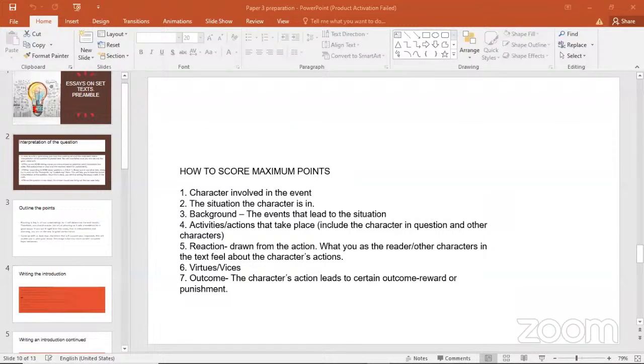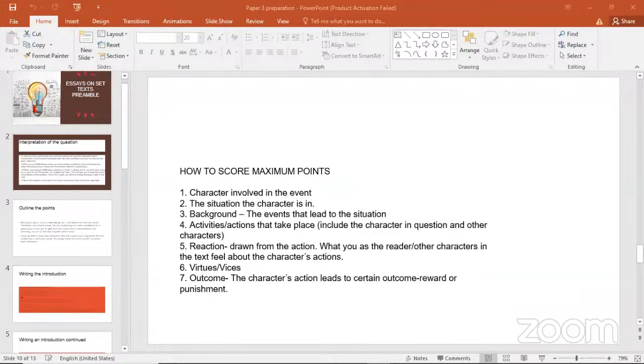Any other question? I really don't get how you bring out the reaction in the paragraph. How can you best bring it out? The reaction is, like I said, from you or from other characters.